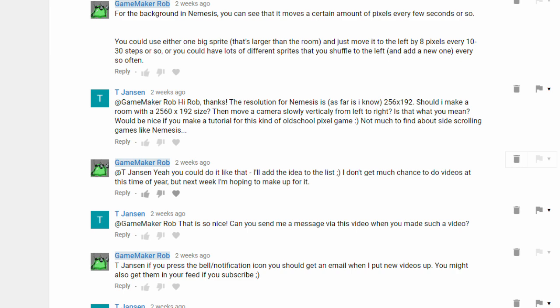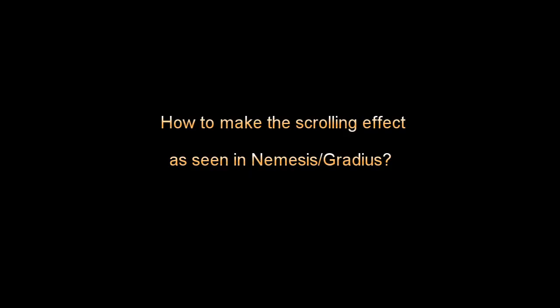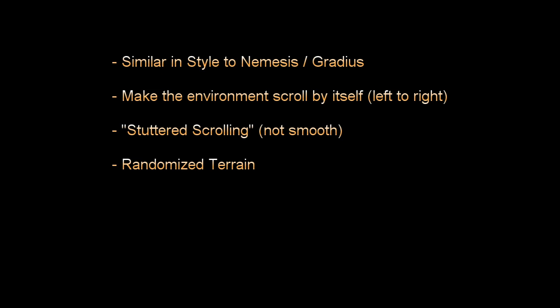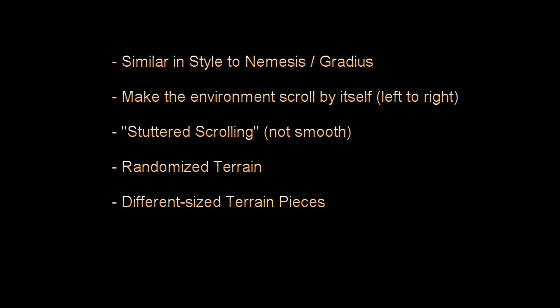So this is a video request from T. Jansen. The request was to make an example of how to create the scrolling terrain effect from the Nemesis or Gradius games. The requirements were it needs to be similar in style to Nemesis, make the environment scroll by itself from left to right, make the scrolling stutter so it can't be smooth, and we also need to have the ability to have randomized terrain. One thing I added as well was the ability to have terrain of different shapes and sizes.